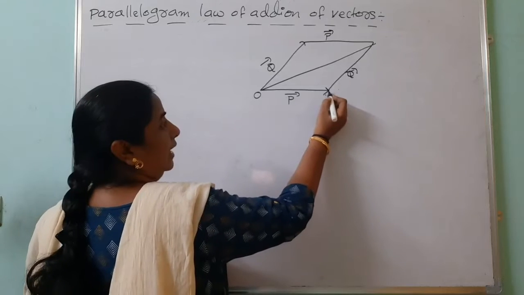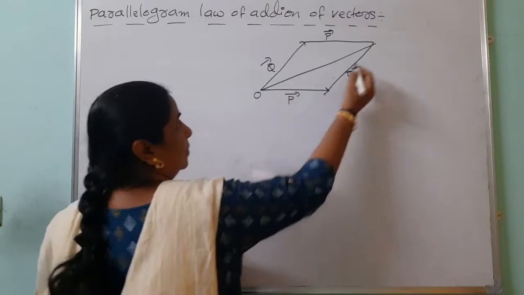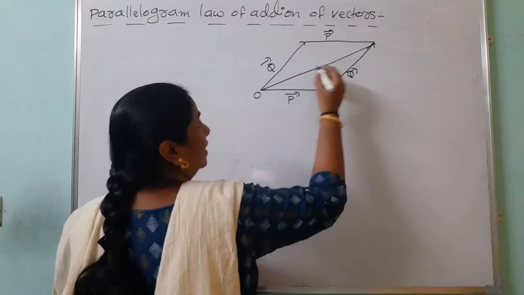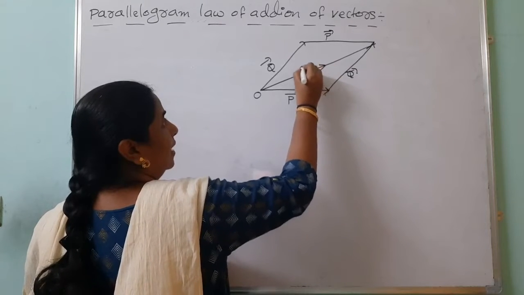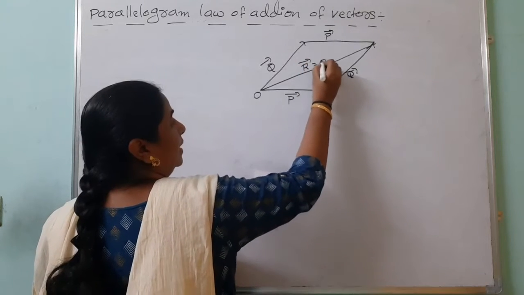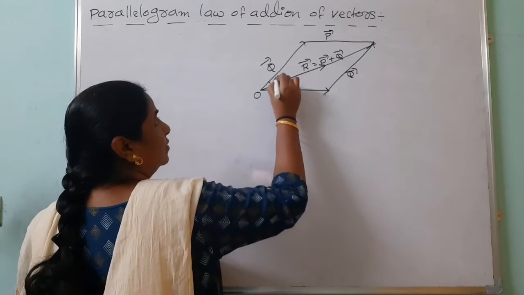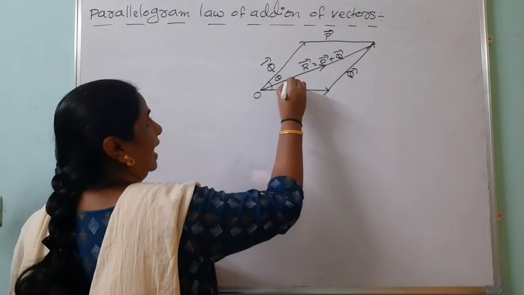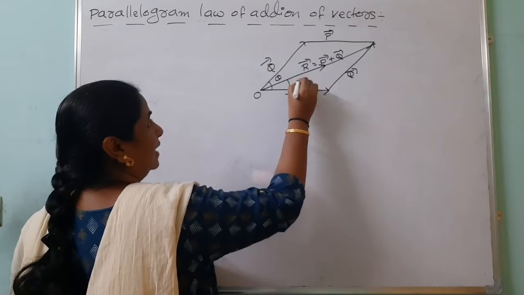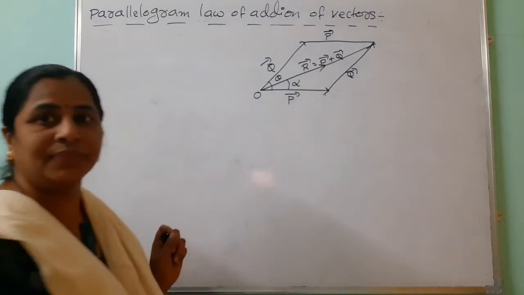Already you know the triangle law of addition of vectors. This is the P bar and this is the Q bar. The resultant is R bar equals P bar plus Q bar. The angle between these two vectors is theta, and the angle between the resultant and P bar is alpha.